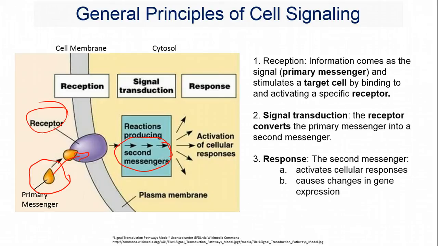So the responses can be many, like we just talked about, but they can be lumped into two main types of responses. The first is an activation of cellular responses. This is like a change in metabolism. And the second is a change in gene expression. So this is where DNA is transcribed into an RNA and translated into protein, and we can either upregulate or downregulate the transcription of DNA. Upregulating would mean we would make more transcripts, and downregulating would mean we are making fewer transcripts.